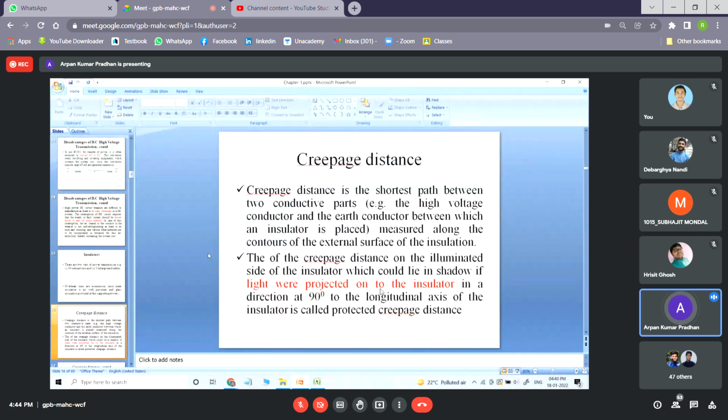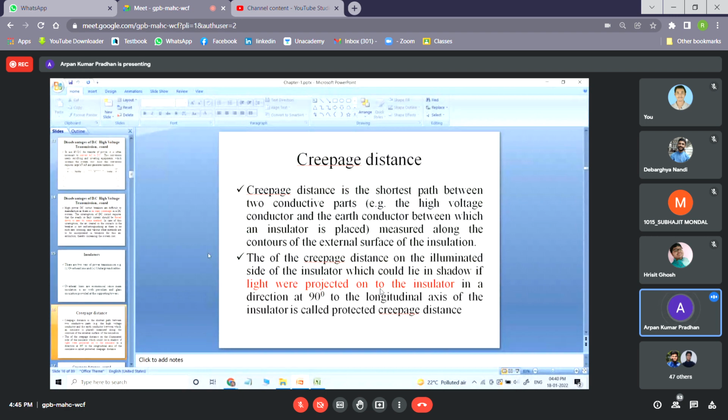So you have seen the insulators. If you remember the geometry of the insulator, it is not a simple structure. There is a curvature in the insulator, and these curvatures are intentionally made in order to enhance the path between the live conductor and the cross-arm point, and this path is known as the creepage distance.